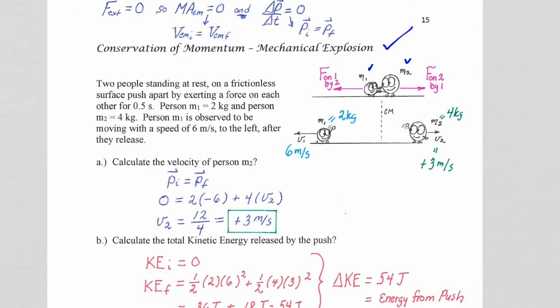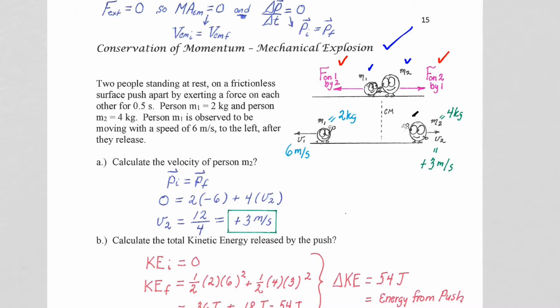So they're going to exert a force on each other. So there's going to be a force on 2 by 1 and a force on 1 by 2. And I hope we remember our action-reaction pairs. They have to be equal in magnitude, opposite in direction. And that's the explosion. Boom! They push off of each other, and then they're going to fly apart. So here they have them waving bye-bye.